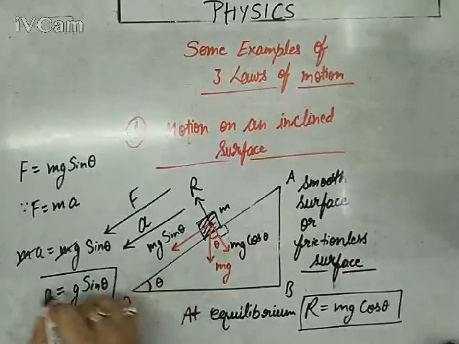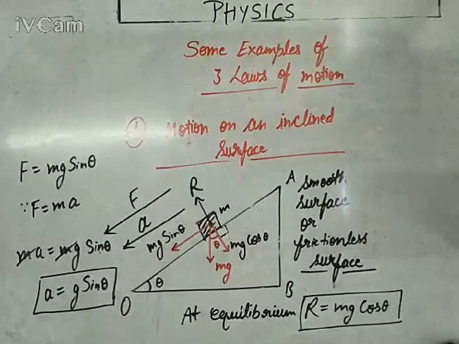And if you want to replace the value of sin theta in terms of R, you can calculate it from this expression. Since R is mg cos theta, you can calculate the value of sin theta also. It's your choice to solve it in terms of R even. So keep this in your mind: the acceleration would be g sin theta and the reaction would be mg cos theta in the given situation when the body is moving down on a smooth inclined surface.